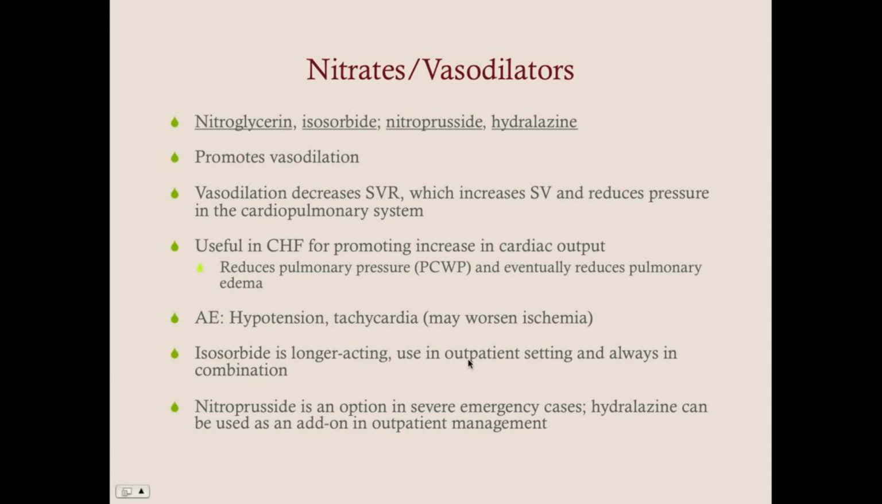The adverse effects of nitrates and vasodilators are hypotension and tachycardia, and these are both significant. So hypotension can be a very severe side effect of nitroglycerin and particularly nitroprusside if we have to give that IV in emergency cases.